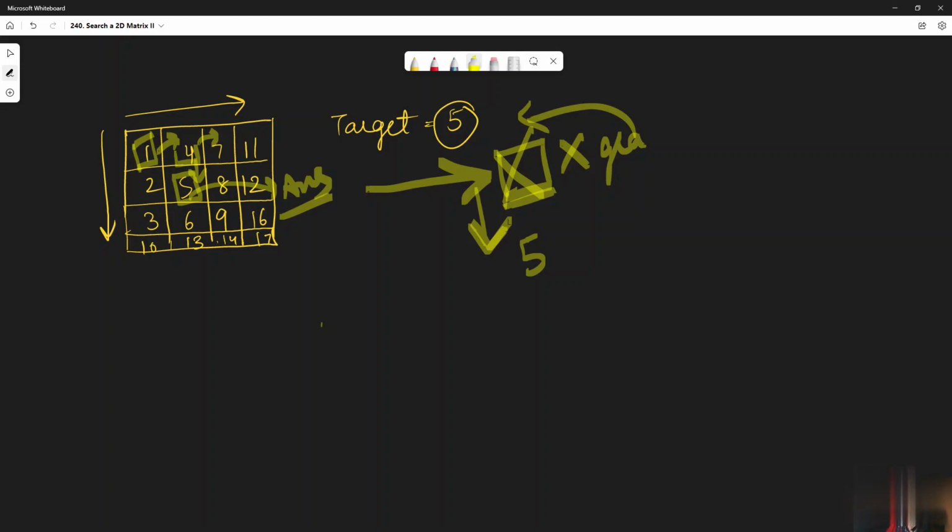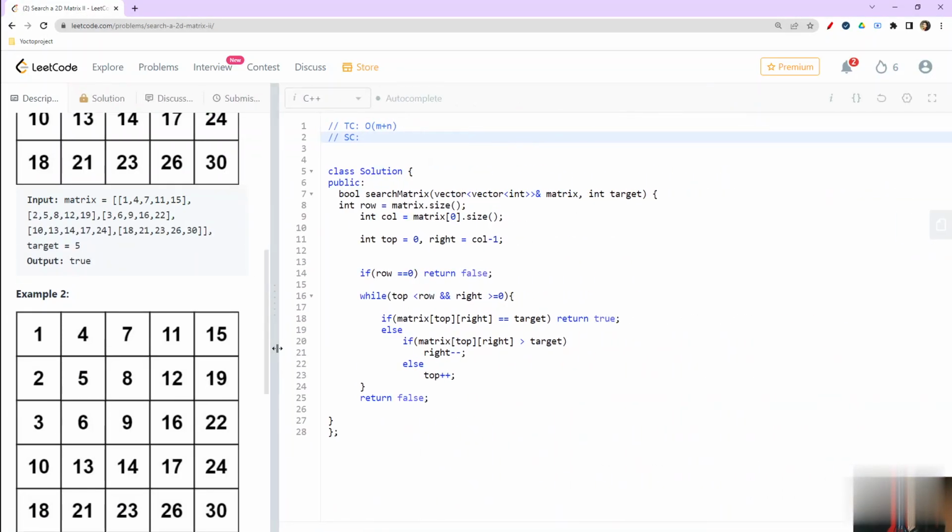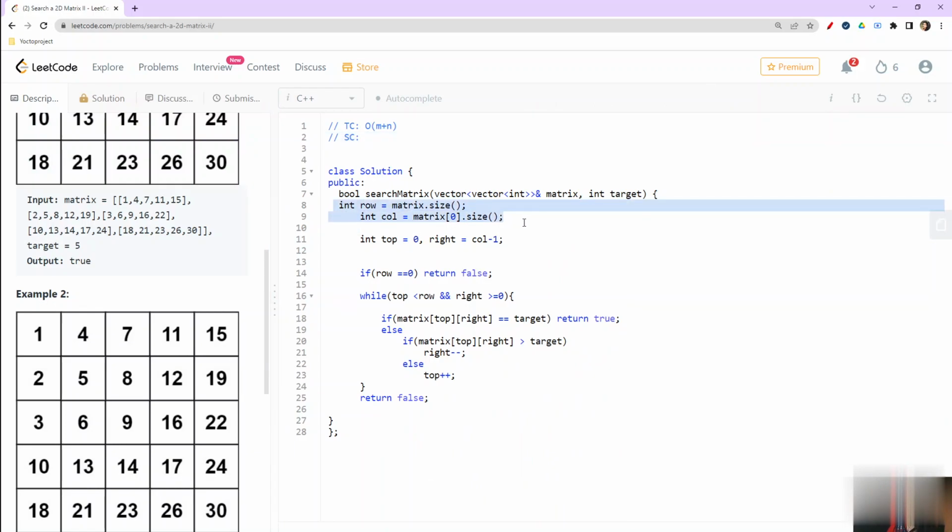Now, after this, let me walk you through the code, how we can code this particular solution. So here, first, whatever row and column count are there, I have taken, and then what I am doing is I am taking the top. I will be starting from the topmost element, right? So there would be the top element, and then right, that is the total number of columns minus 1, because it is 0 based indexing, right?